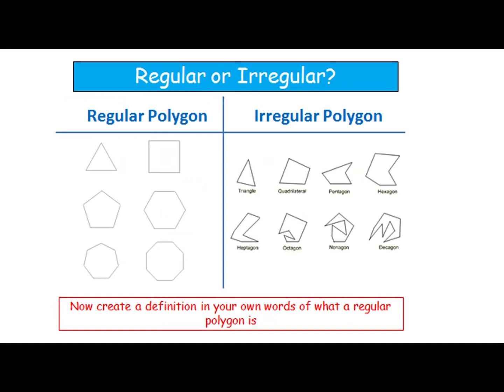Okay? So here I've got some examples of regular and irregular polygons. So on the left-hand side are regular polygons, and on the right-hand side are irregular polygons. Now again, I wonder if you can stop the video and write down a definition of what a regular polygon is.